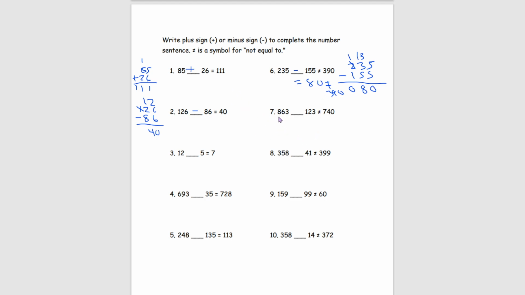For number 7, we have 863 blank 123 is not equal to 740. Our first number here is 863, and we already know that that number is greater than 740. So to make sure that we don't decrease our number, we know that we just have to add 123. To double check, we can do 863 plus 123. We get 986, and we know that 986 is not equal to 740, so we know that our answer is plus.